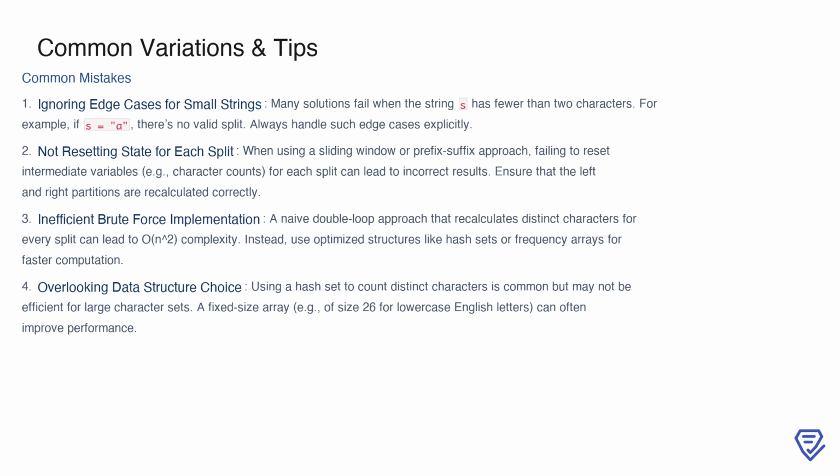Lastly, the choice of data structure matters. While hash sets are commonly used for counting distinct characters, they may not be the most efficient option. For example, when dealing with lowercase English letters, a fixed-size array of 26 elements is faster and uses less overhead compared to a hash set. Carefully consider what works best for both time and space efficiency.